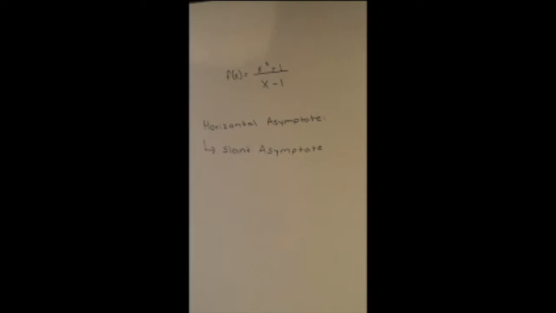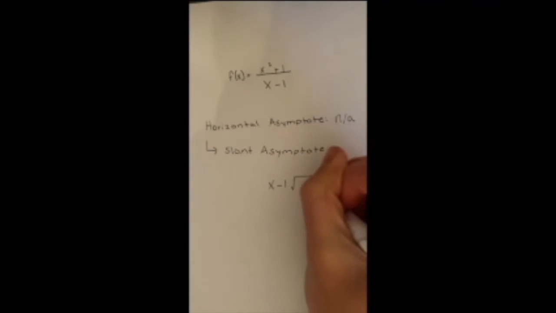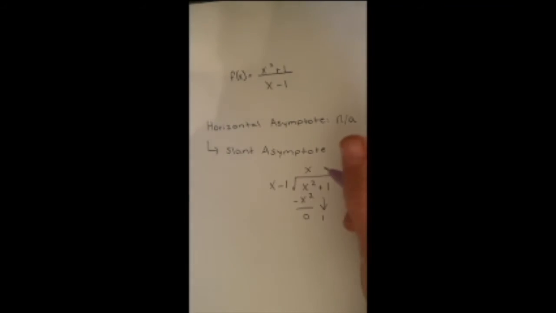Now we will look for the horizontal asymptote, but because the equation is top-heavy by 1 degree, there is no horizontal asymptote. But there is a slant asymptote. We can find this by dividing the numerator and the denominator, and we will end up getting x plus 1.